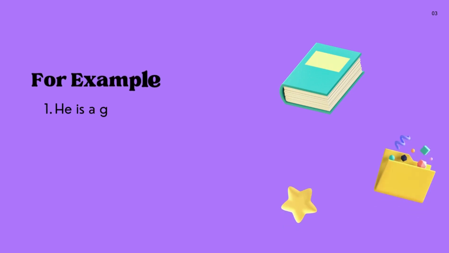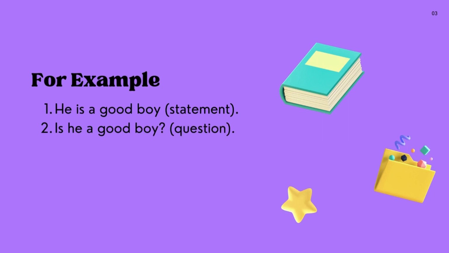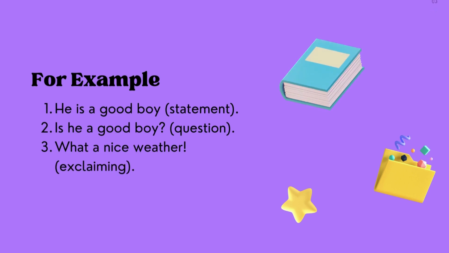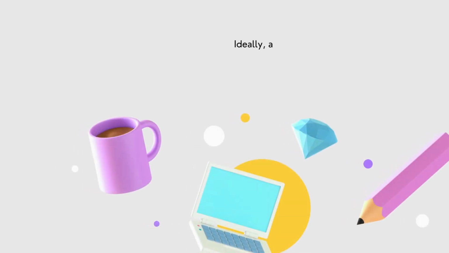For example, he is a good boy. Is he a good boy? What a nice weather. Ideally, a sentence requires at least one subject and one verb. Sometimes the subject of a sentence can be hidden, but the verb must be visible and present in the sentence. Verb is called the heart of a sentence.